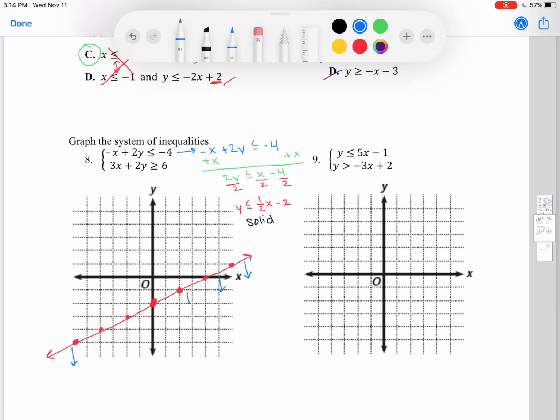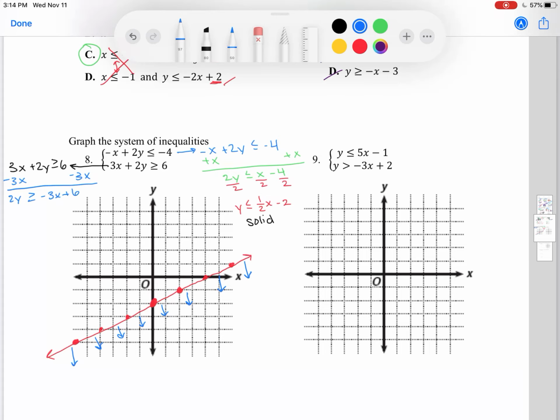Last but not least, we want to check and see where it's going to get shaded. And if we look, it's telling us that y needs to be everything less than that function. So it's going to be everything below that line. And since I have a second line that's going to need to be graphed, I'm just going to draw in these arrows so that I remember later where I have to shade.